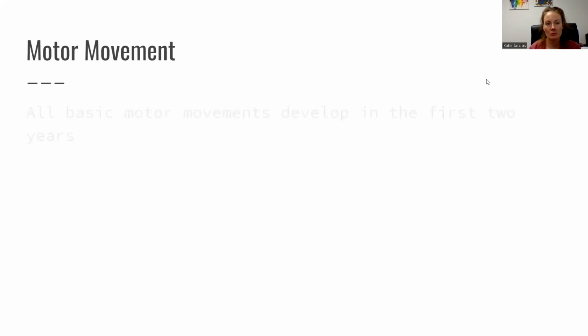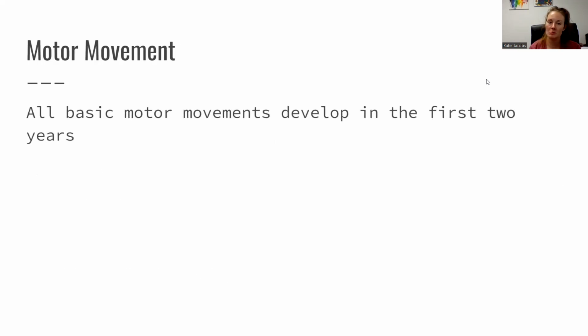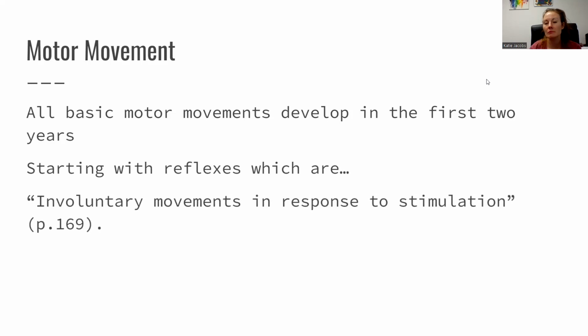We also have motor movement, and all basic motor movements develop in the first 2 years, starting with reflexes, which are involuntary movements in response to stimulation.